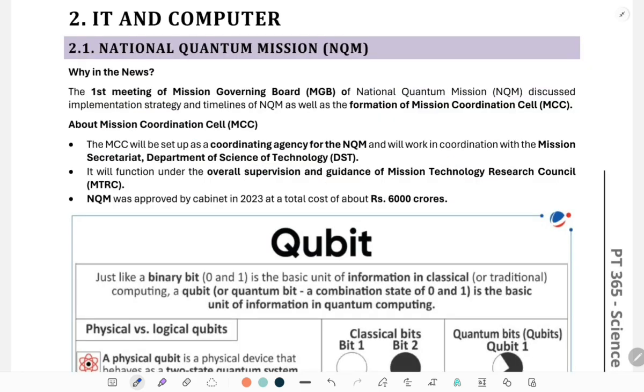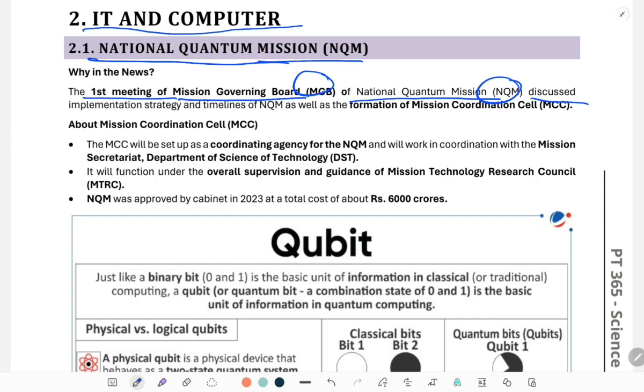Next, we'll see the topic IT and computers, the National Quantum Mission. Recently, the first meeting of the Mission Governing Board, MGB, of the National Quantum Mission, NQM, discussed the implementation strategy and timelines of NQM as well as the formation of the Mission Coordination Cell. We'll see about this Mission Coordination Cell.